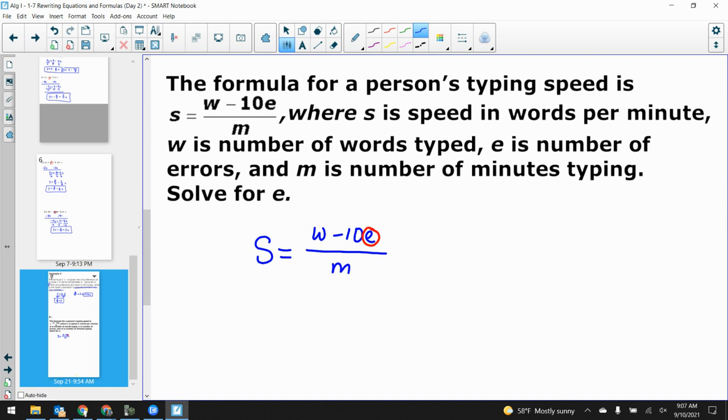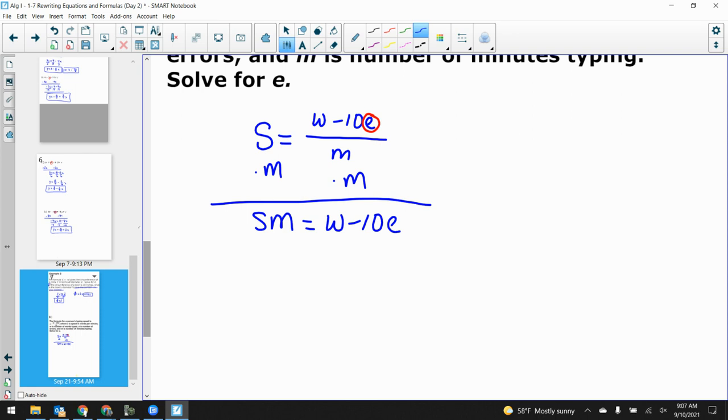Solomon's got it. He knows it. Times M to both sides. Exactly. That's tricky. Because I've got a big fraction bar, I need to multiply M over to the other side first. S times M is equal to W minus 10E. That's a tricky part about this problem. Because we had that fraction bar, we have to remove the denominator by multiplying it over to the other side. Now we can solve for E.